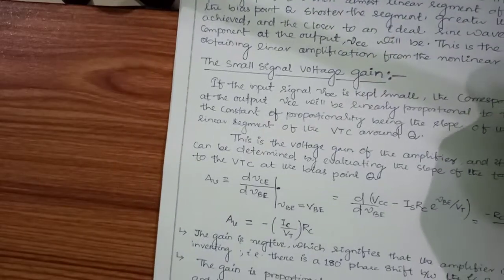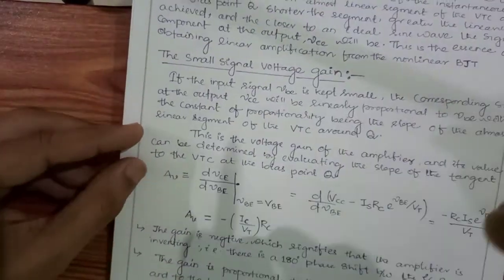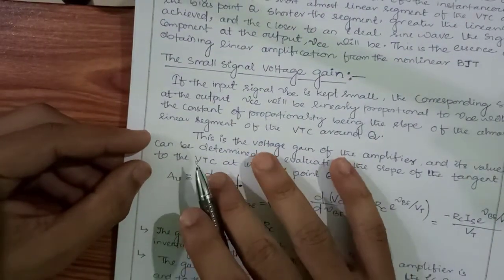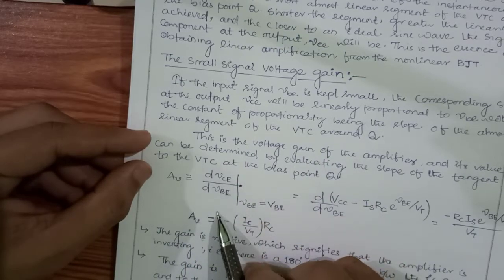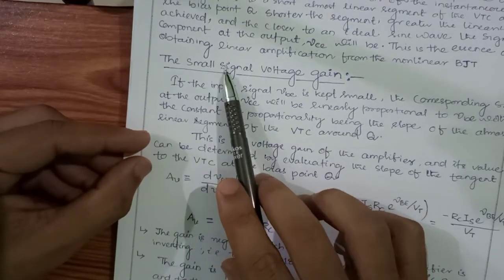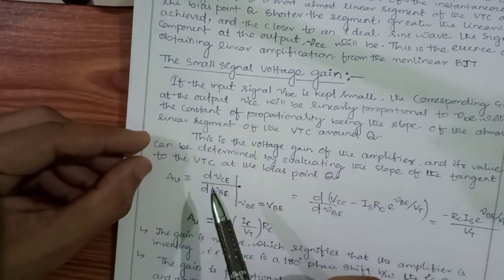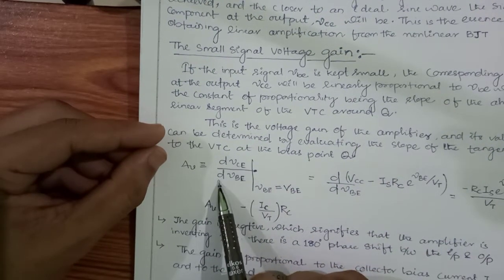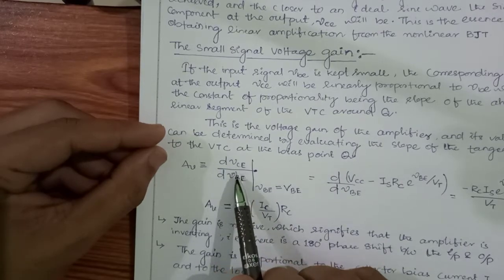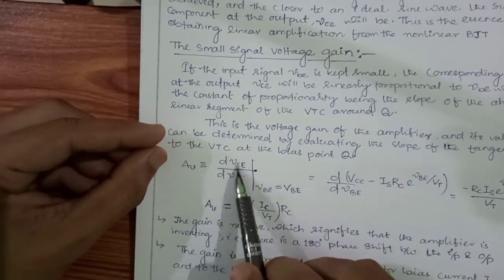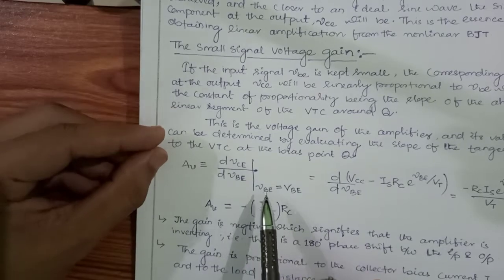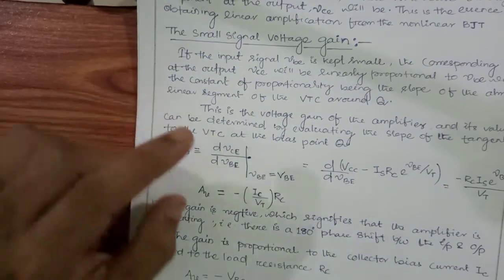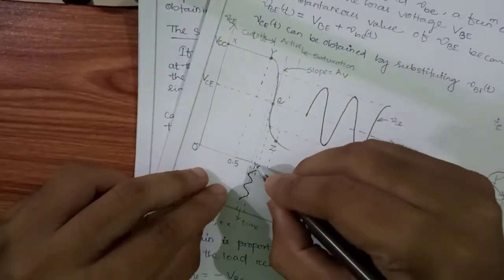Then the small signal voltage gain, we will see the voltage gain. What is the voltage gain? Voltage gain is nothing but output voltage upon input voltage. And since we are taking a small signal, means these AC values, we will take the derivative: the change dvce upon the change dvbe. This is output voltage, this is input voltage. But we have to keep in mind that when we are taking this gain, we have to fix this value.